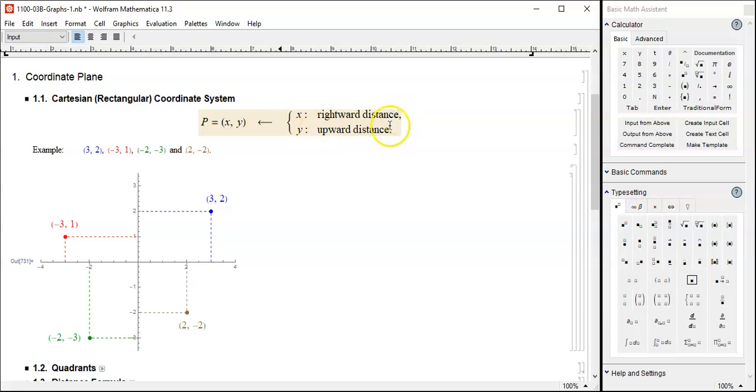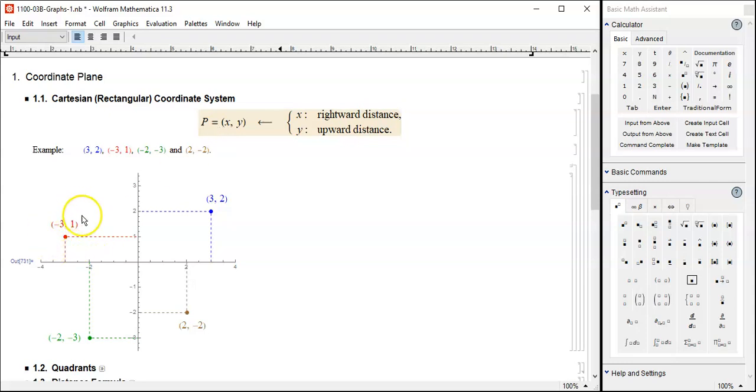Let's look at some examples. The simplest example is here, blue point, 3, 2. So from the center, which we call the origin, 3 units to the right and 2 units up. And we get here. Of course, we can go 2 units up first and then 3 units to the right. Either way, I'm going to get to the same point. That's 3, 2. It falls into this kind of scheme, x, y.